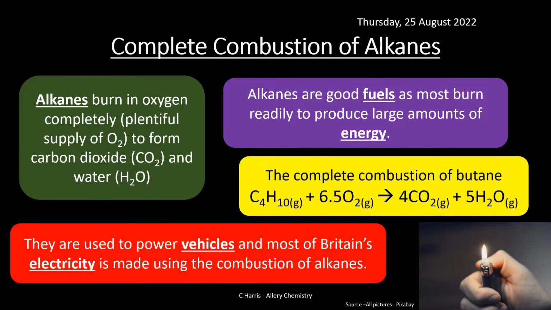So this is an example using butane, as you can see here. You've got butane reacting with 6.5 oxygen, producing 4 lots of carbon dioxide and 5 lots of water. You've got to be prepared to be able to balance these equations, okay? You always produce carbon dioxide and water when you have a complete combustion of alkanes.